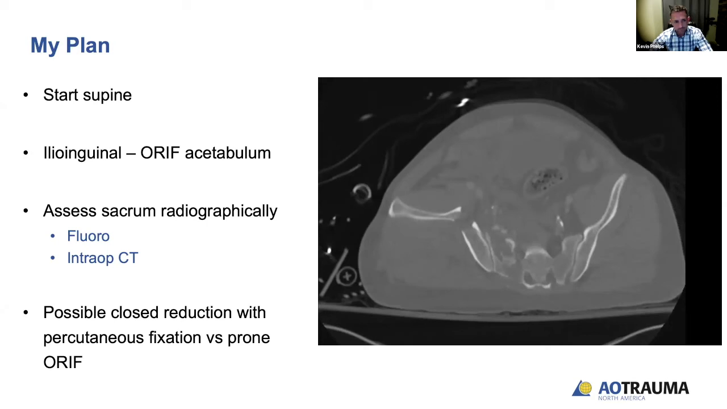The radiographic modality of choice is really not all that critical as long as you have access to some form of that. But I was planning to use that to essentially assess the reduction of the sacrum and how close it was, and then possible closed reduction with percutaneous fixation versus a prone ORIF of the sacrum after I fixed the acetabulum was my plan going in.